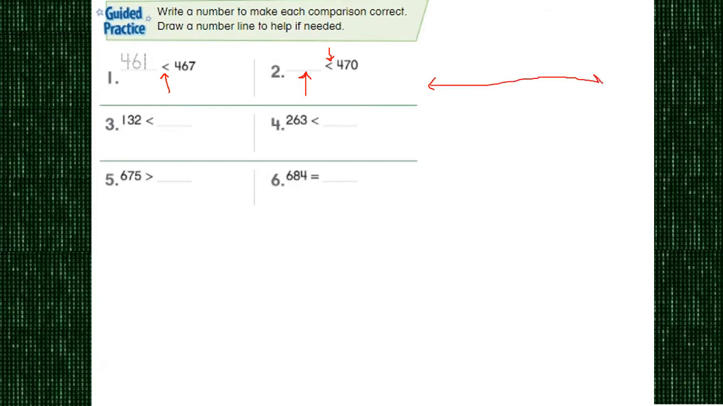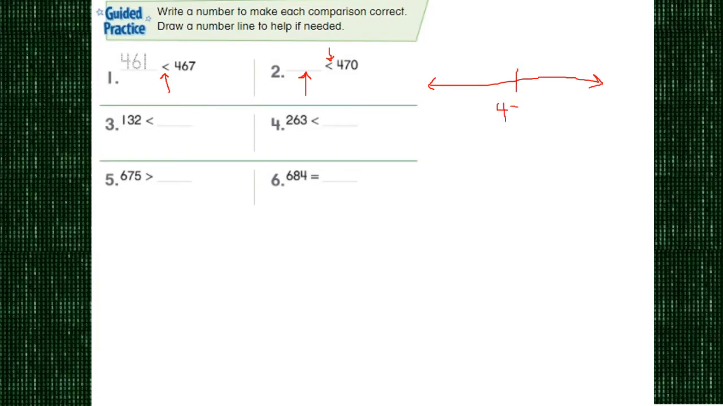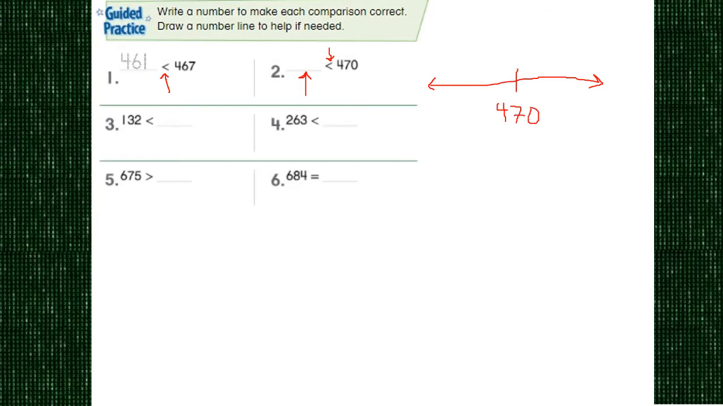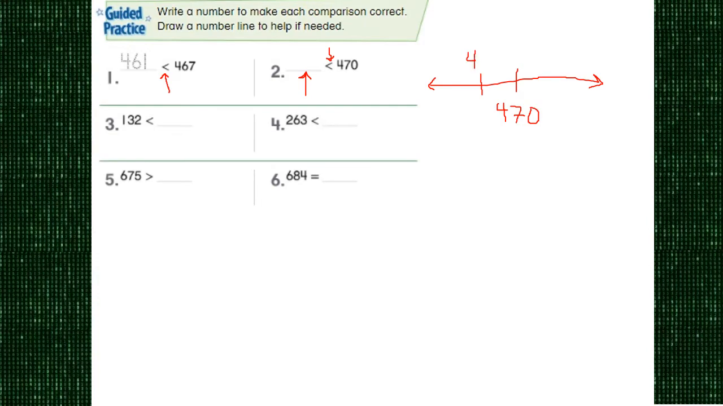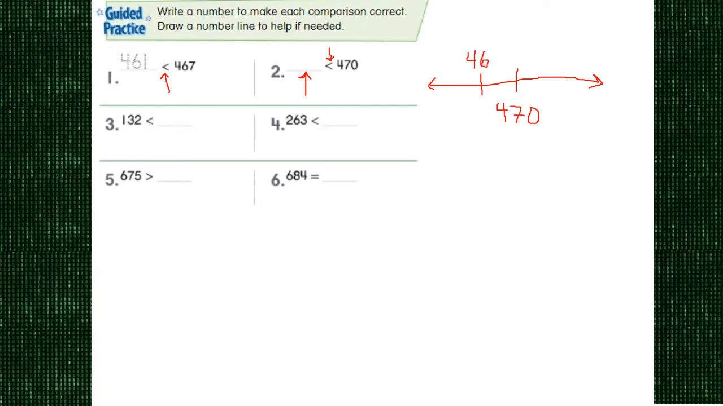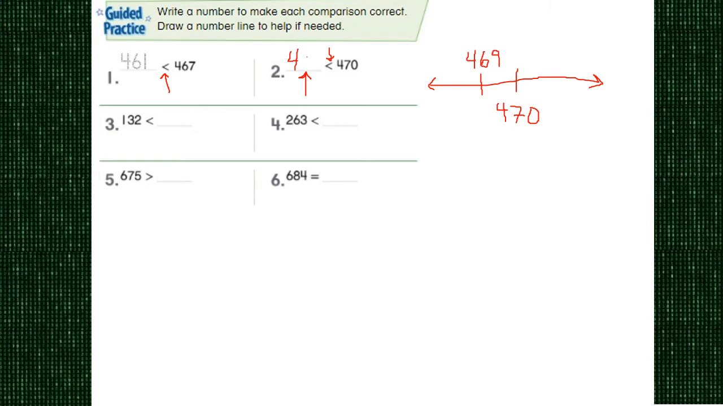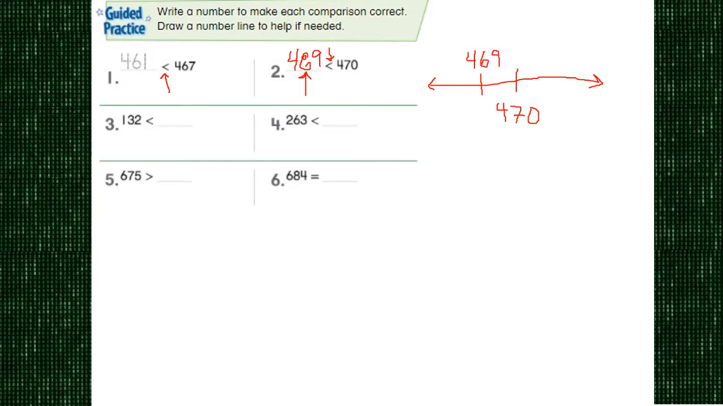So I'm going to draw a number line. I know it's not very straight. And I've got the number 470 here. Okay. And I'm just going to choose a number that's smaller. Well, I'm going to go with a number that's 1 less. And if we go one step back, we have 469. And that's what I'm going to write here. And how am I going to read it? 469 is less than 470.